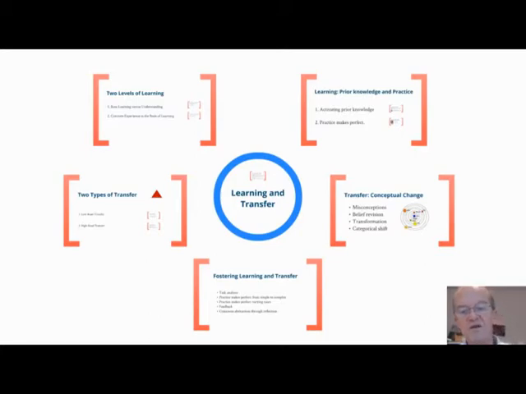So these two mechanisms, activating prior knowledge and practice, are important mechanisms in the process of learning. Now we have discussed the process of learning by making a distinction between rote learning, surface learning, and understanding, deep learning, and we have discussed important mechanisms, in fact practicing and activating prior knowledge, as part of the learning process. We can now turn to the issue of transfer.